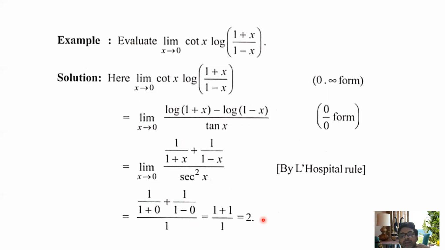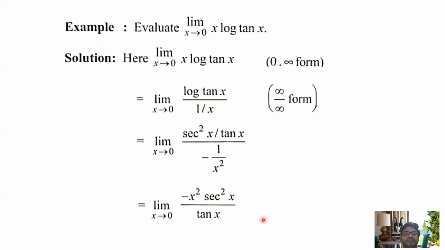So this is also another example of a process. If you have a 0 into infinity form, then after changing, you can transform it as a 0 by 0 form, and then you can find the solution. Next example: evaluate limit x tends to 0, x into log tan x.